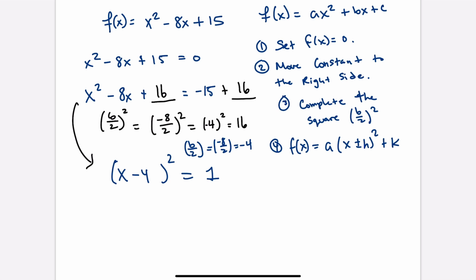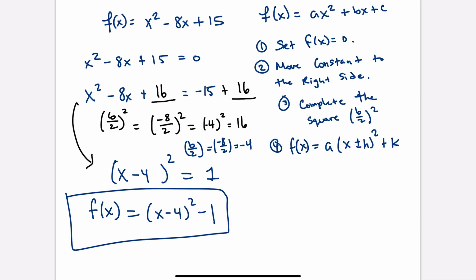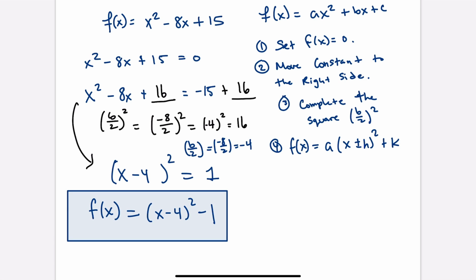Now, you have to practice good manners. This is not a good place to leave it, right? You want to get it to be in this form. So let's just start with that. So it's f of x, okay, equals x minus 4 squared. And remember, we need to move this one back over here. So we do that by subtracting 1 to both sides. So we end up with -1. So this ends up being your function in vertex form, okay?